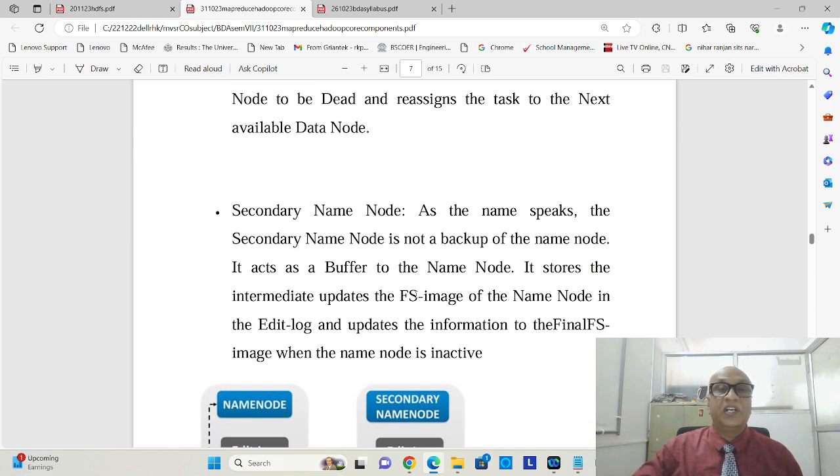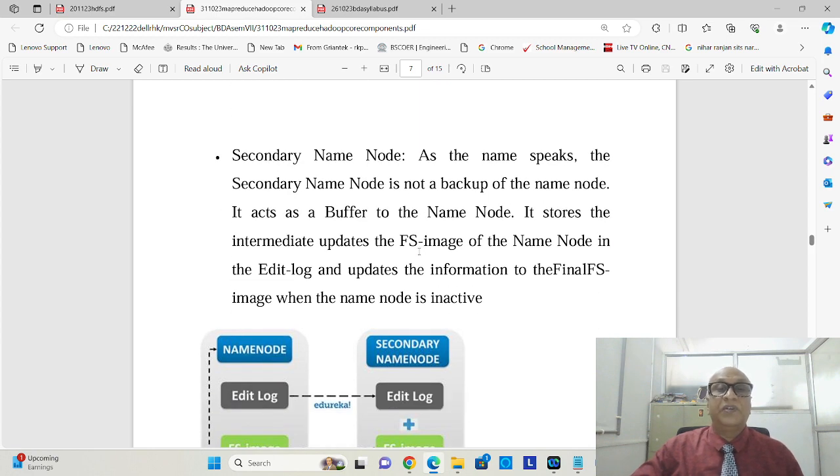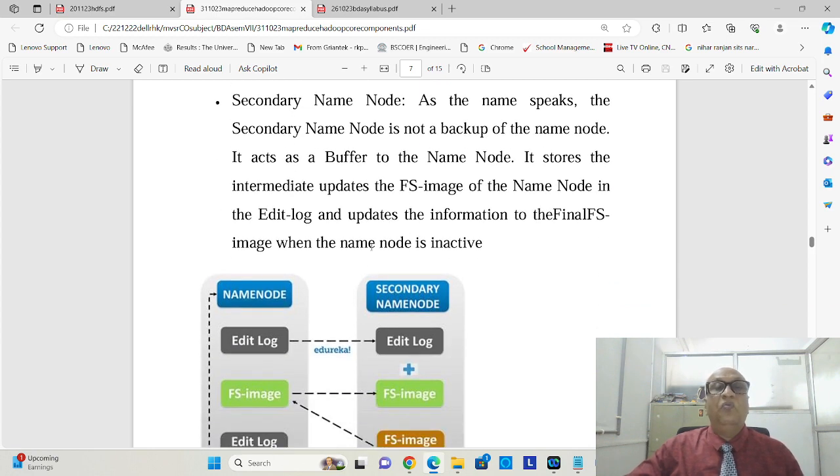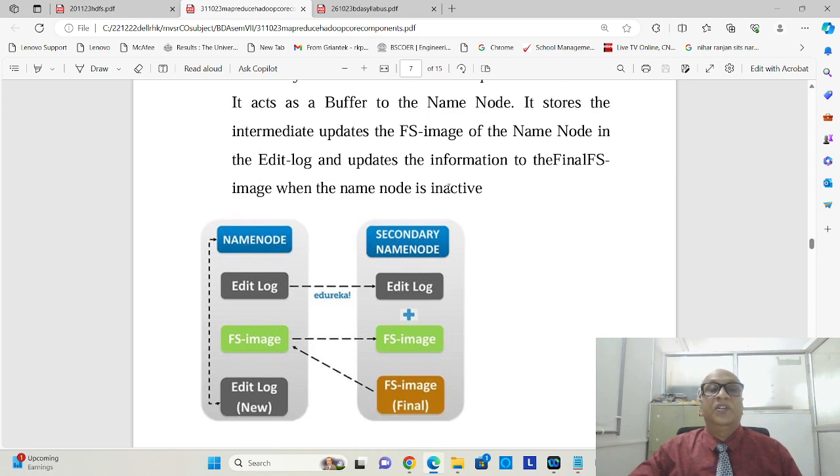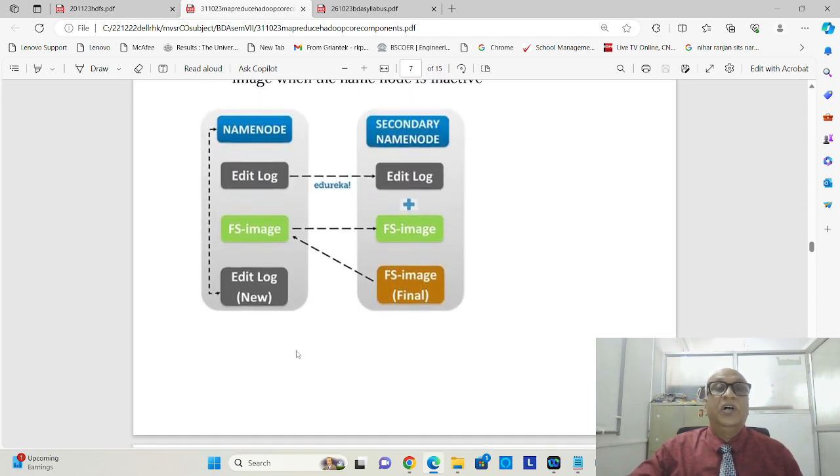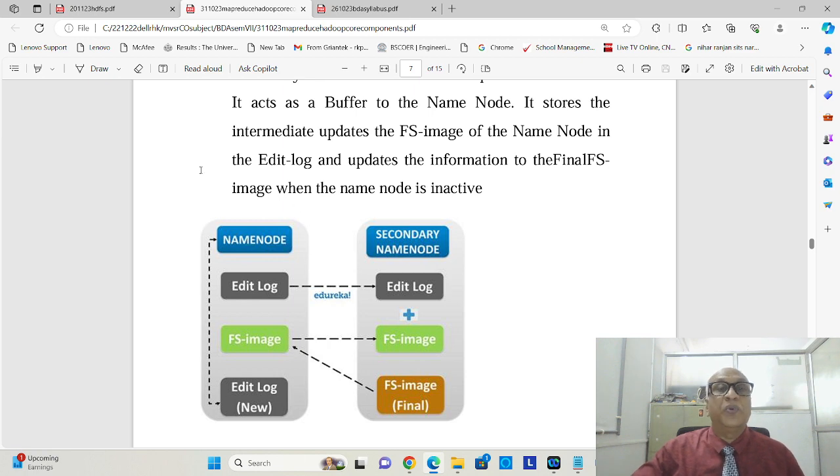You also have a secondary name node. So it's a buffer to the name node. What it does is it stores the intermediate updates. There is an FS image of the name node and the edit log, and it updates the same in the final FS image when the name node is not active. This was what we had spoken about previously.